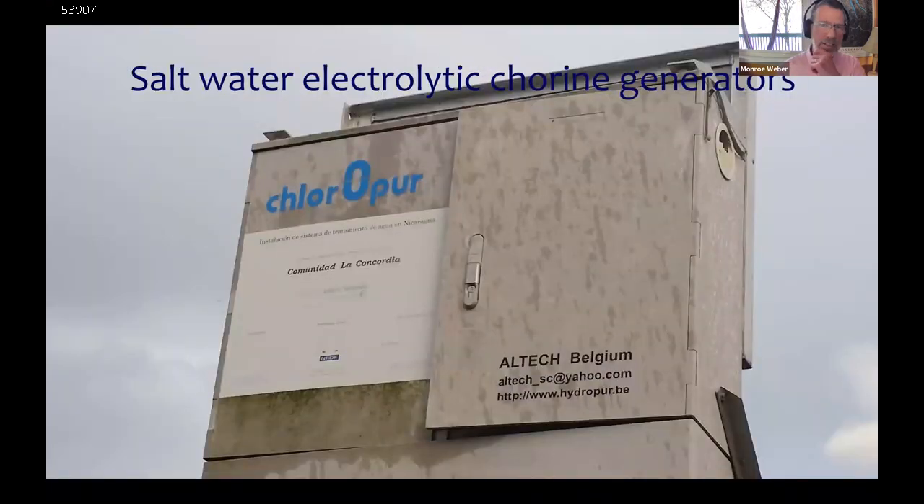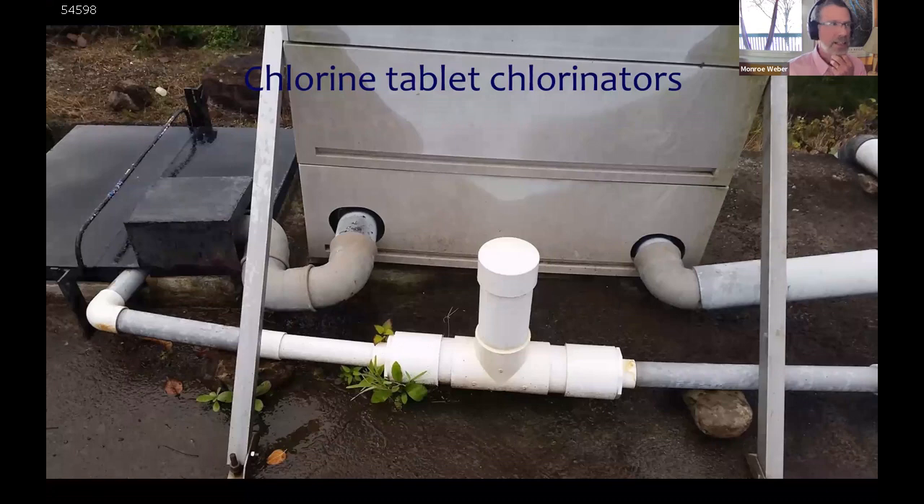And here's another example. Here's a saltwater electrolytic chlorine generator, which I misspelled. And so there it is. It was in a town in Nicaragua, in Concordia. And what's fascinating is I realized when I looked at this that it wasn't working. And I walked around to the back of it and I saw this.